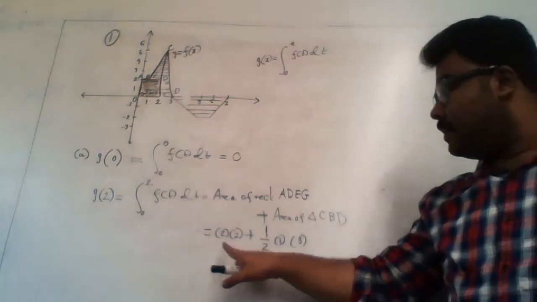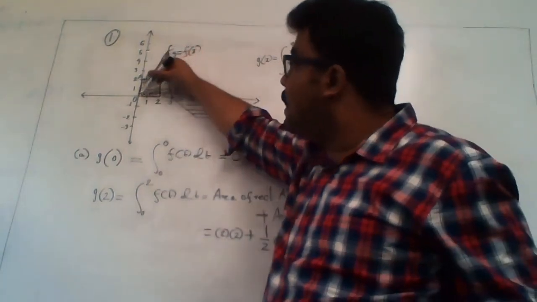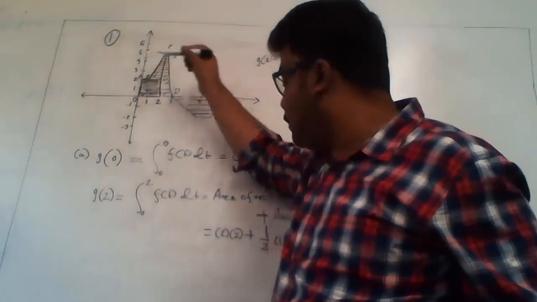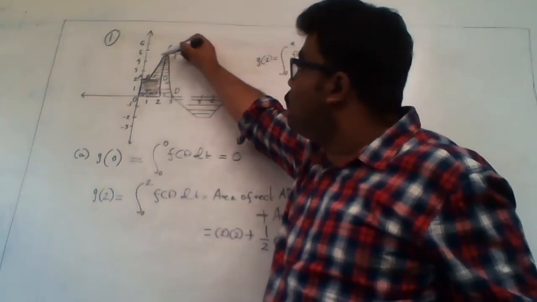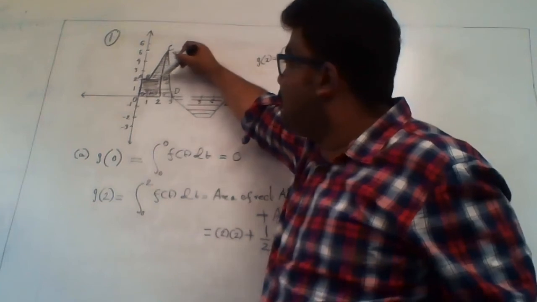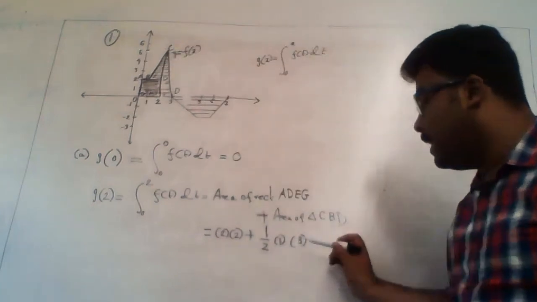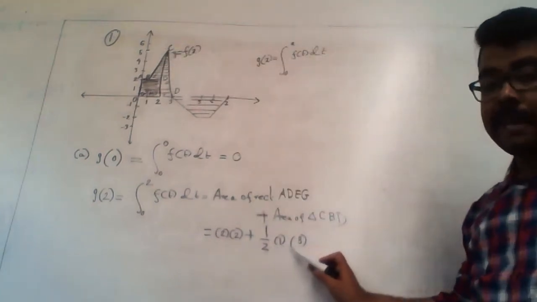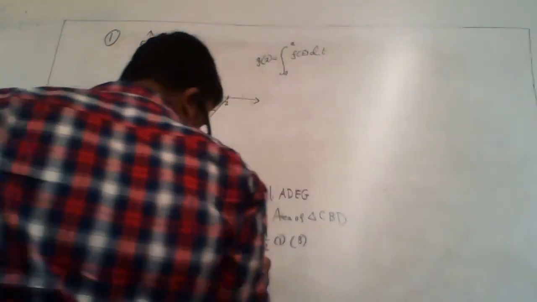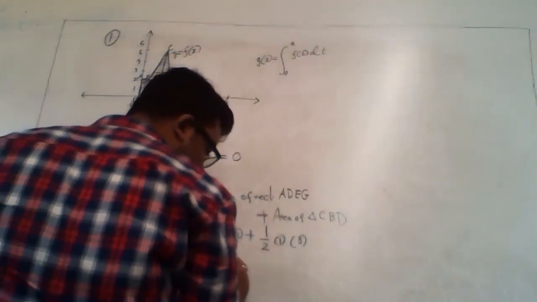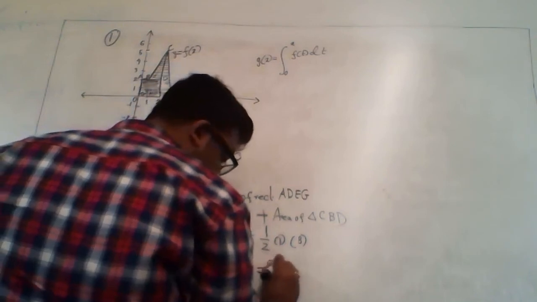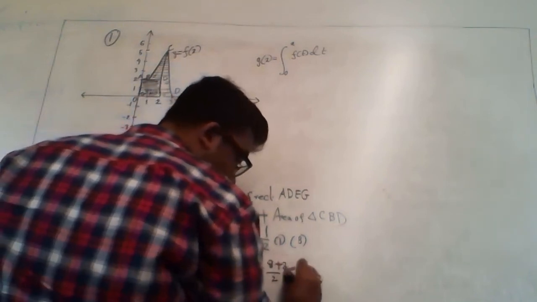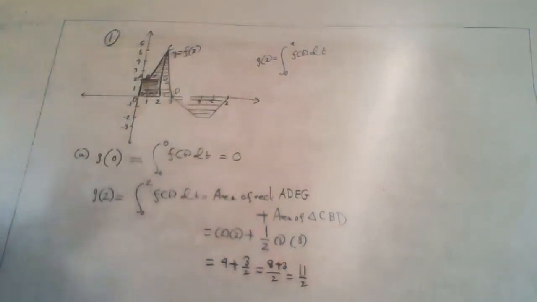So first of all, this rectangle, its length is 2 and its width is 2. So length times width plus the area of this triangle, its base is 1 and its height is 3. So half its base times its height. If you compute out, you get 4 plus 3 over 2. You add them, you get 8 plus 3 over 2. You get 11 over 2. So this is my G of 2.